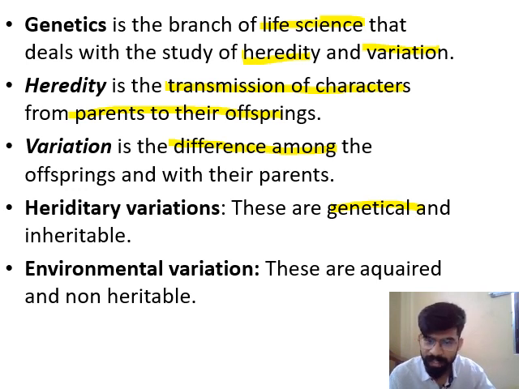Now, what are environmental variations? Environmental variations are those variations which are produced in a young one due to some environmental factor. Suppose there is a change in the environment, so with the changing environment the organism also shows some changes in its body pattern, body structure, body design, body color. So the degree of difference produced by environmental factors is known as environmental variation. These environmental variations are acquired after the birth of an offspring, and they are non-inheritable, means they cannot be transferred from one generation to the next generation.